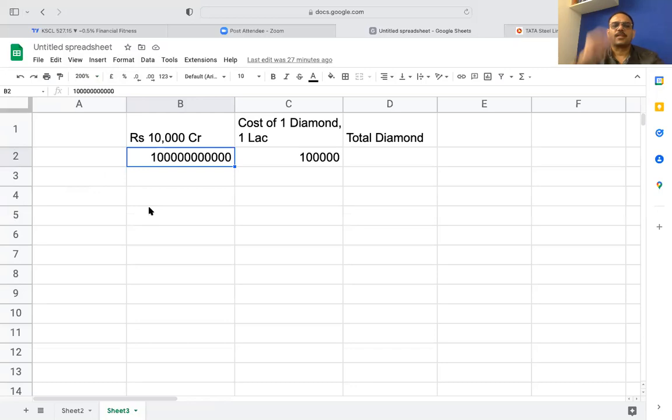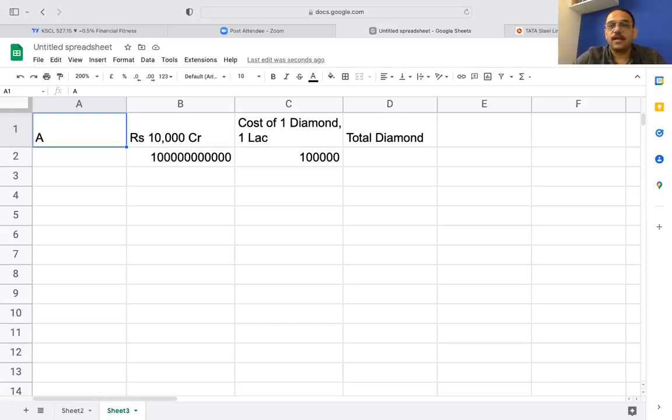Yes. Okay. Now let's say there is some Mr. A. Don't think it is A for Ambani, but it is someone, Mr. A. Mr. A has 10,000 crores in his pocket. Just to give you a glimpse of how much worth of trading happens every day.